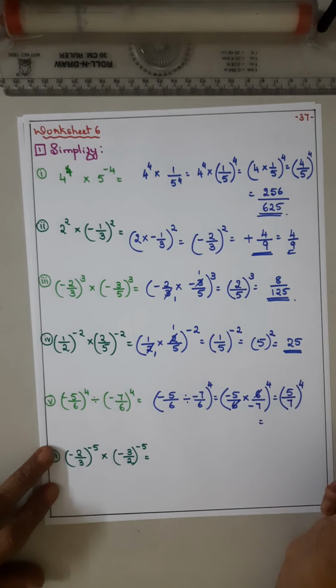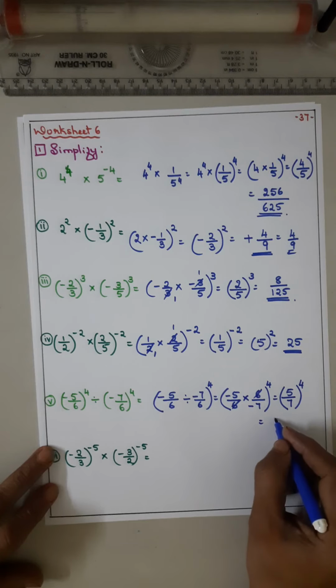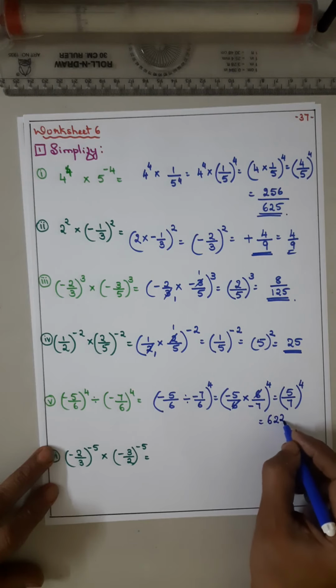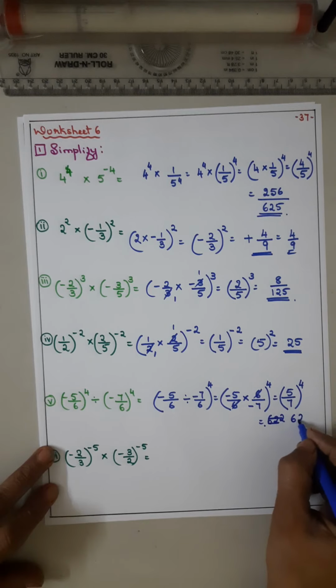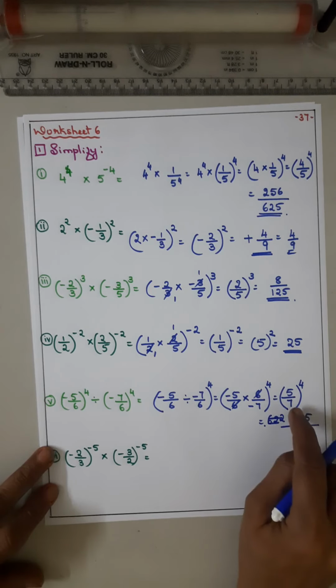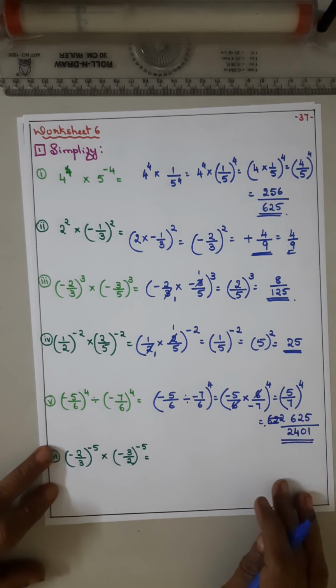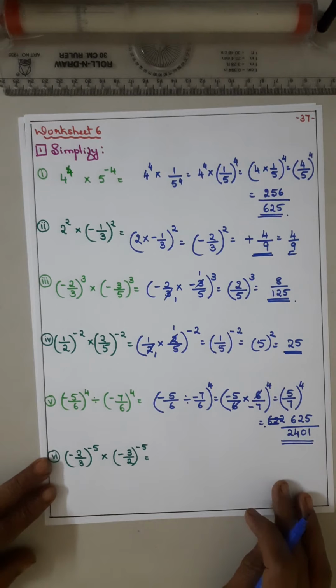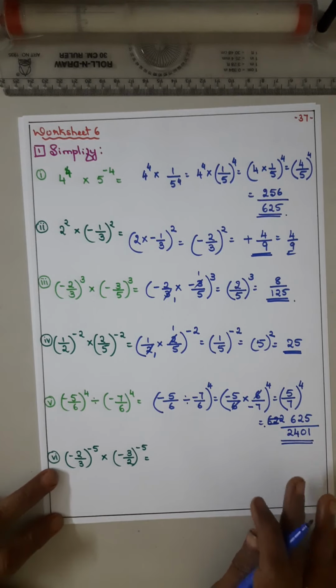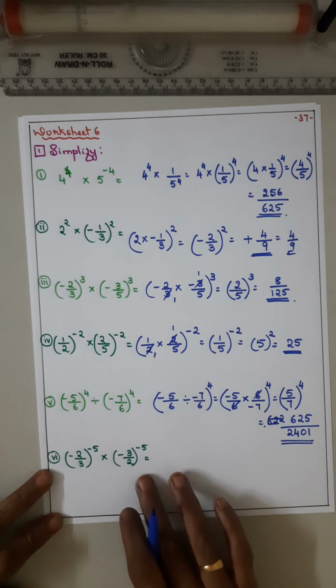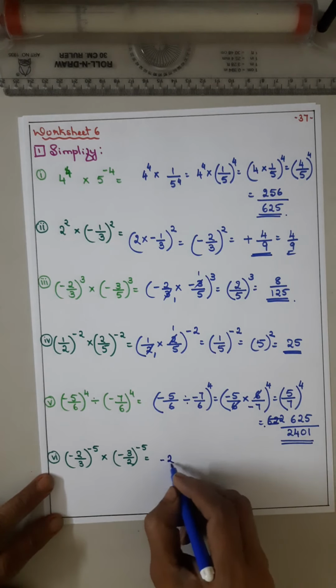Now 5 to the power 4. Already we have found out 5 5s are 25, 5 5s are 25, 25 5s are 625. Now 7 7s are 49, 7 7s are 49. Multiply 49 and 49. You will get 2401. 49 into 49, 2401. Multiply and see.